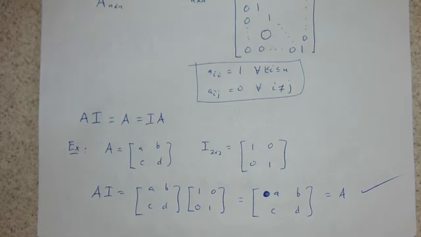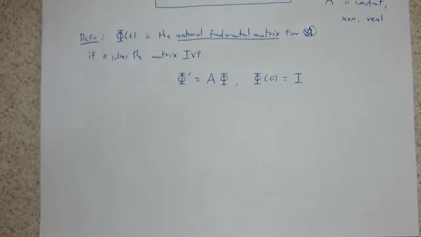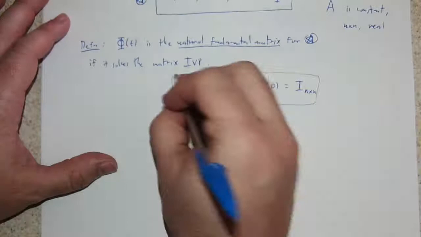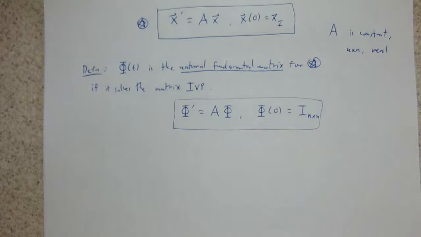Now, we introduce the identity here, as this is actually my initial matrix for this matrix IVP. So I is the n by n identity matrix. This is a matrix differential equation. We haven't seen this before. We're not going to worry too much about this because primarily we're just using this to define phi and to get some properties of phi here.